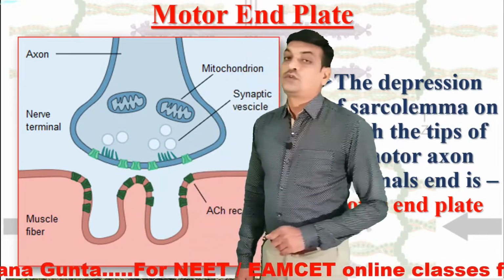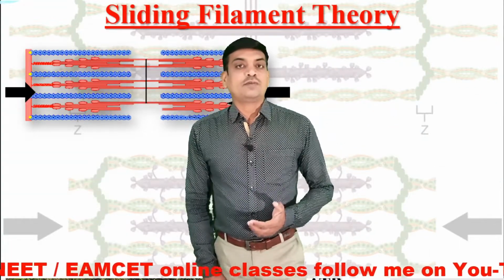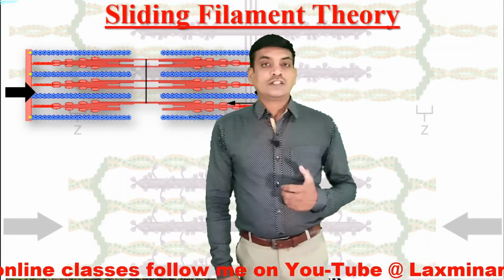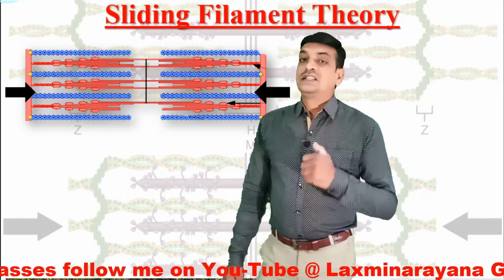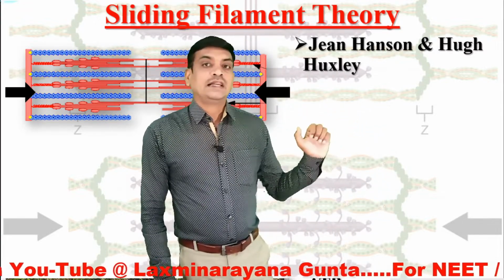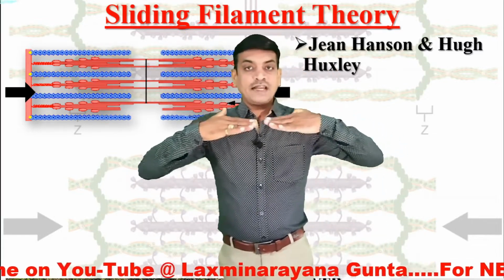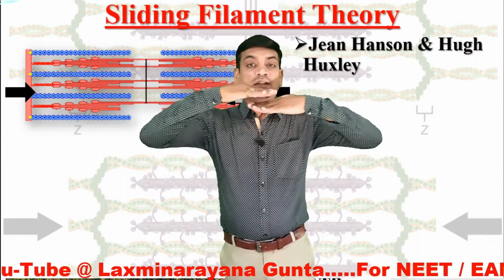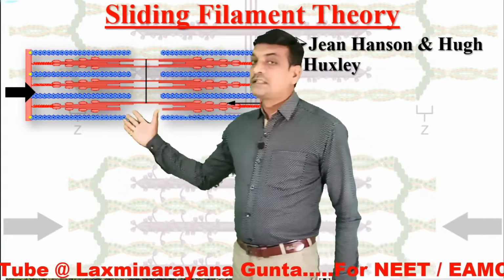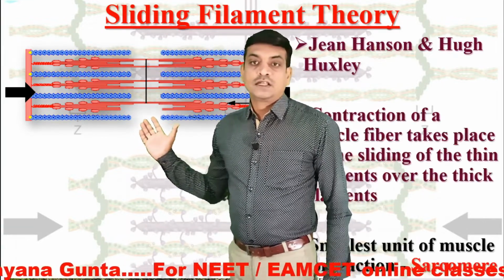And now let us move to the sliding filament theory. A number of theories have been postulated to explain this muscle contraction, out of which the most accepted one is the sliding filament theory, which is proposed by Hugh Huxley and Jean Hanson. The theory is called so because of the sliding of the thin actin filaments over the thick myosin filament. And the sarcomere is the smallest unit of muscle contraction.